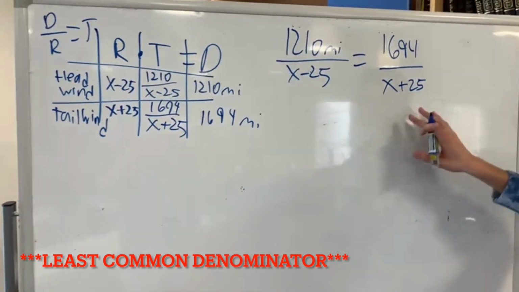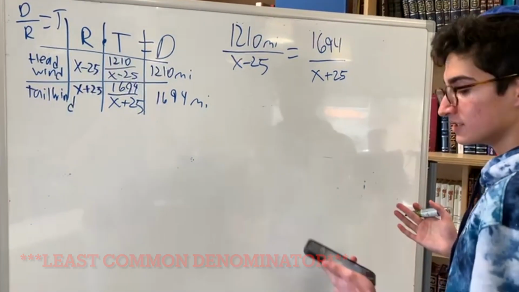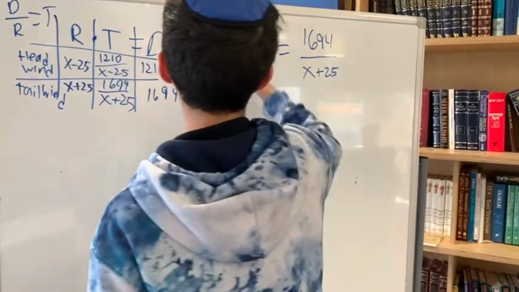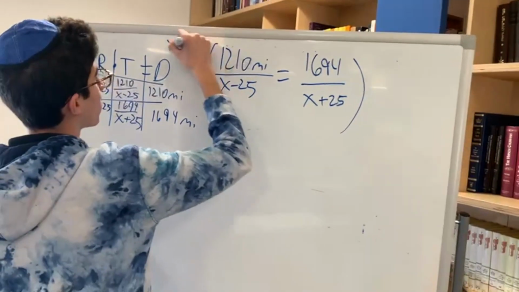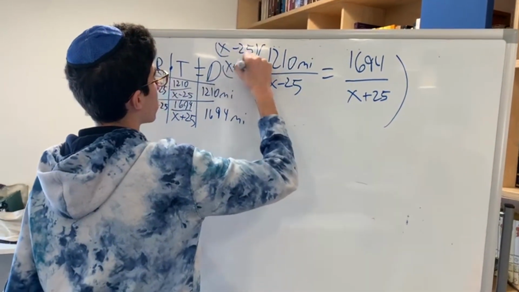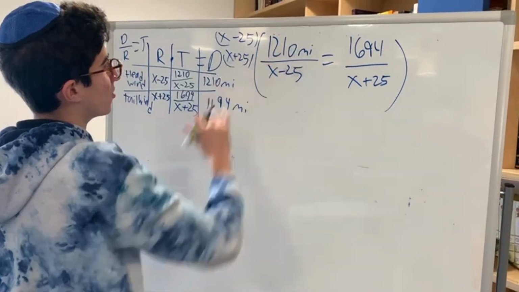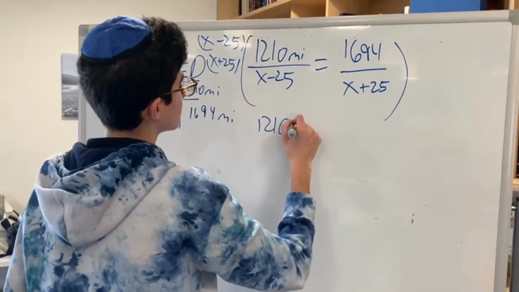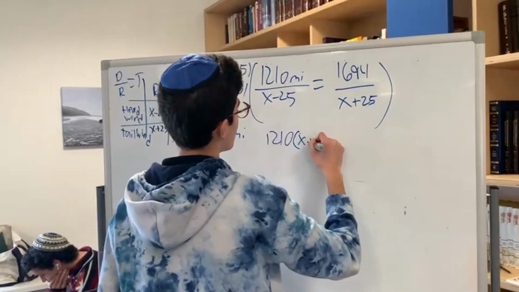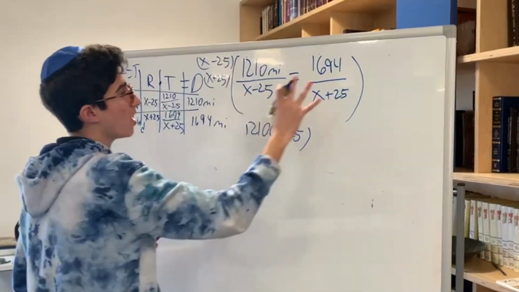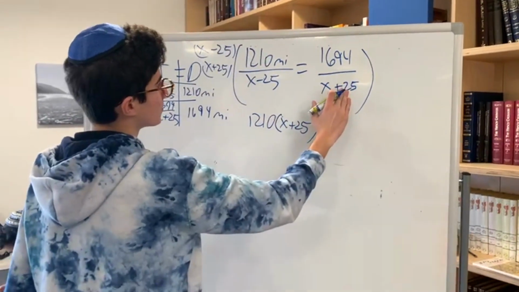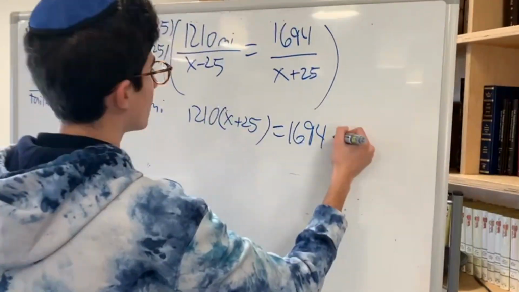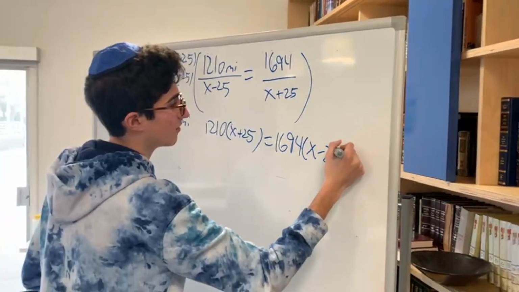Now we have to find the lowest common denominator. A trick we can do is multiply the whole thing by x minus 25 and x plus 25. You'll see that the x minus 25 will cross out on the first one, so we have 1,210 miles times x plus 25. For the other side, the x plus 25 cancels out, and it is equal to 1,694 multiplied by x minus 25.